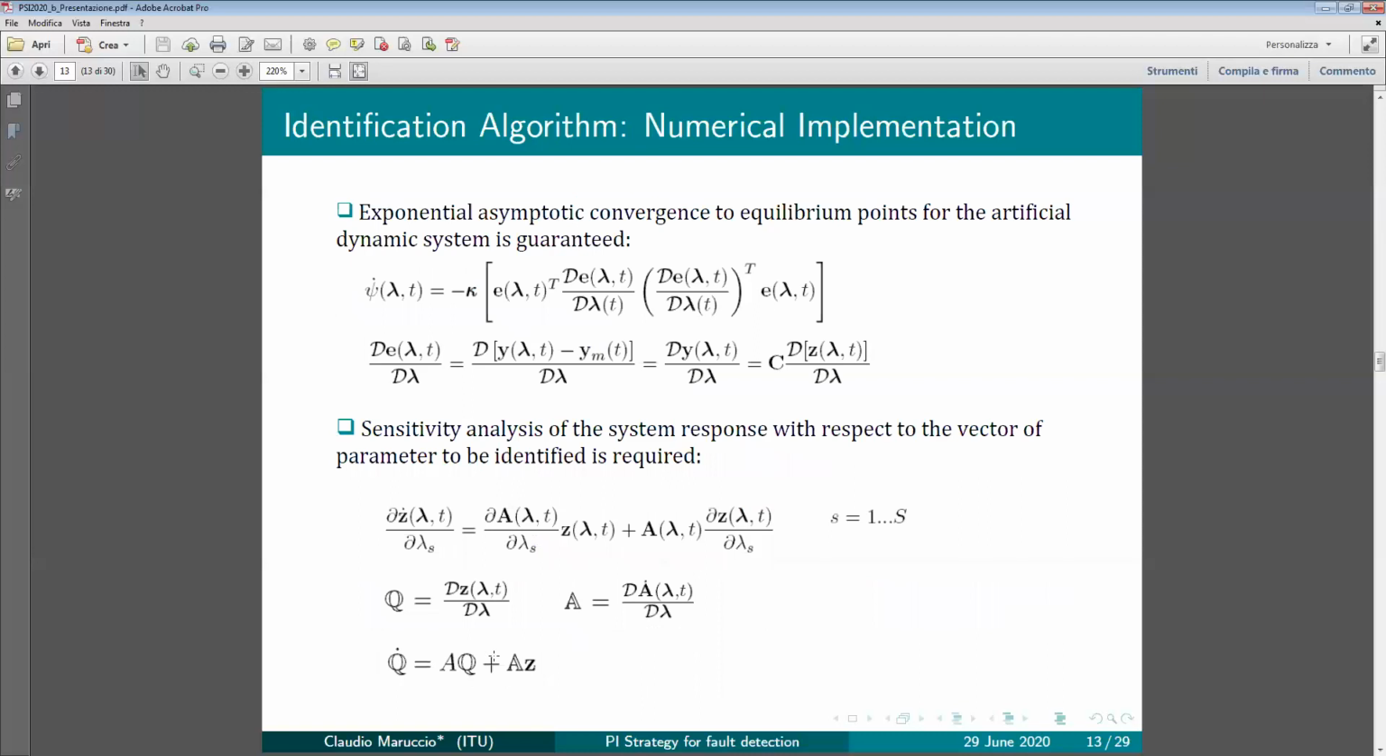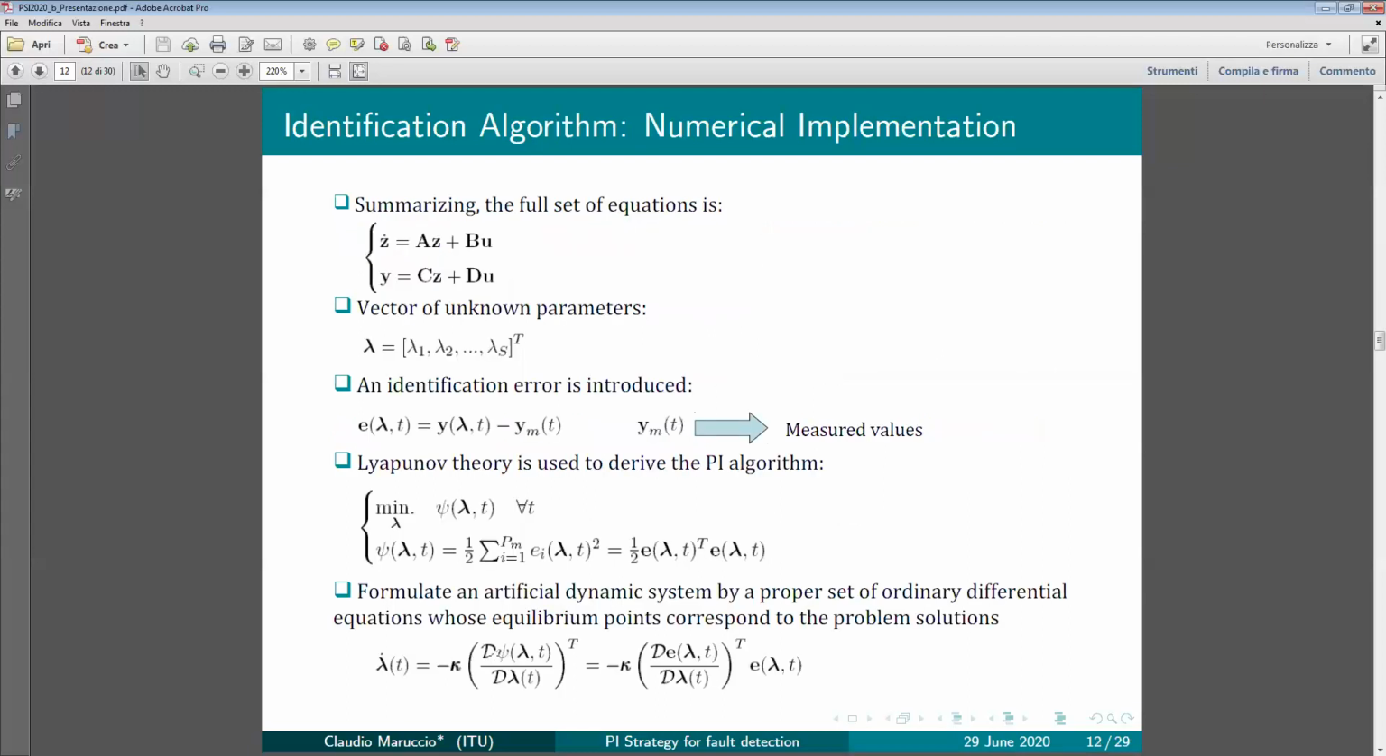And you can see that the expression of psi dot is again a quadratic form, and therefore an exponential asymptotic convergence to equilibrium points for the artificial dynamic system is guaranteed, since both the conditions of the Lyapunov theory are satisfied: non-positive psi dot and positive psi.